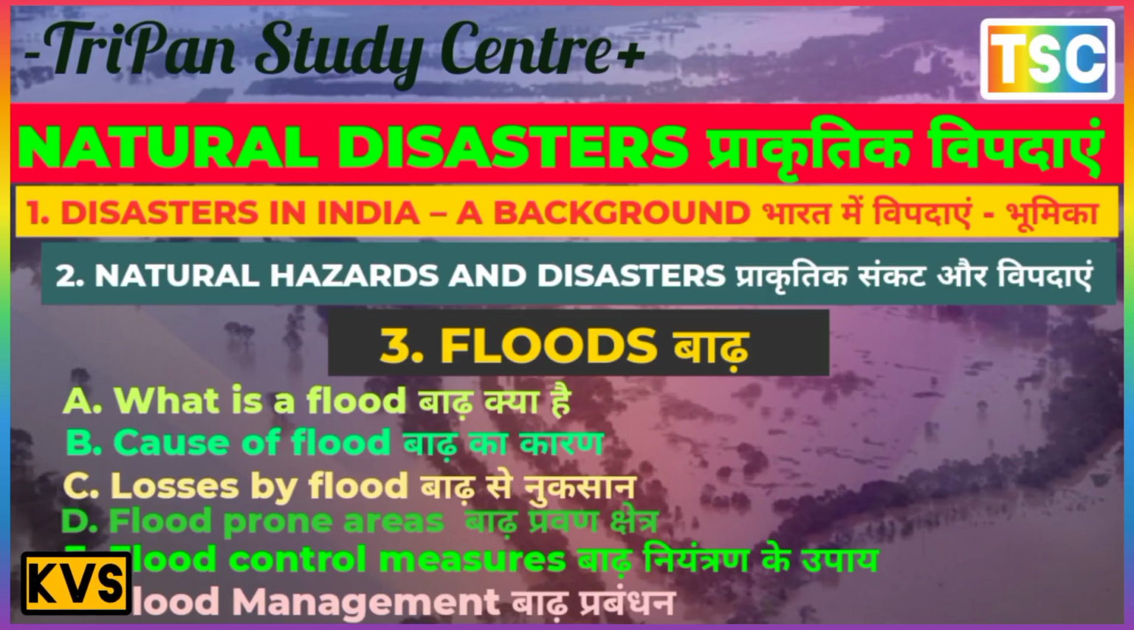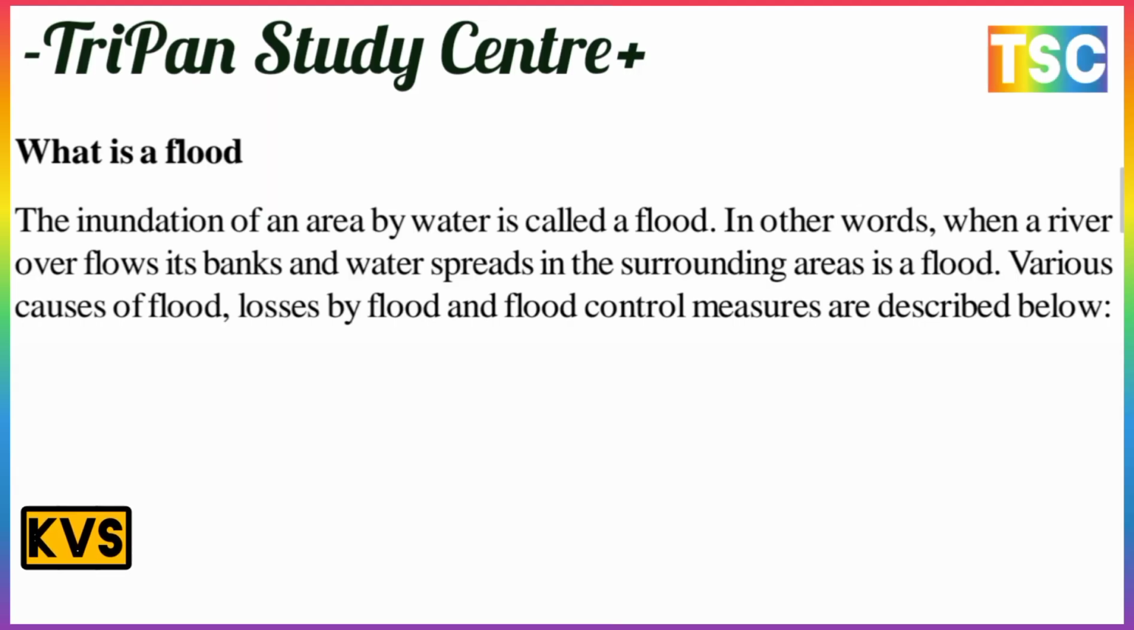Next, what is a flood? First of all, let us understand what a flood is. The inundation of an area by water is called a flood. In other words, when a river overflows its banks and water spreads into the surrounding area, it is a flood. The various causes of flood, losses by floods, and flood control measures are described below.